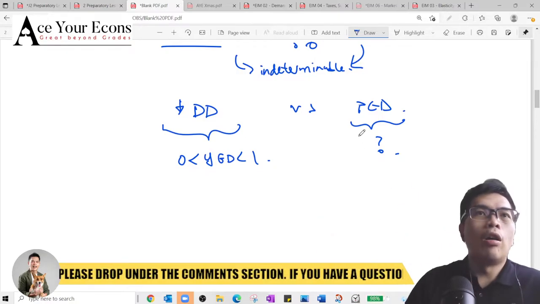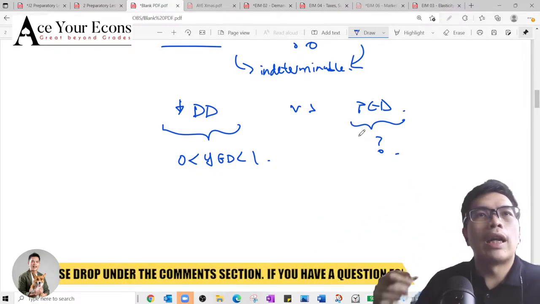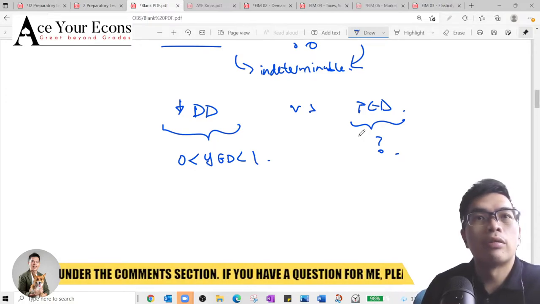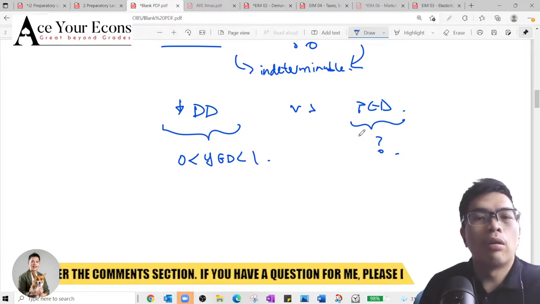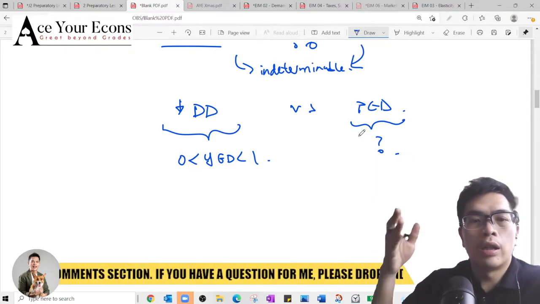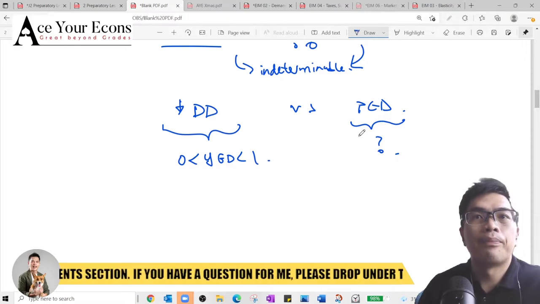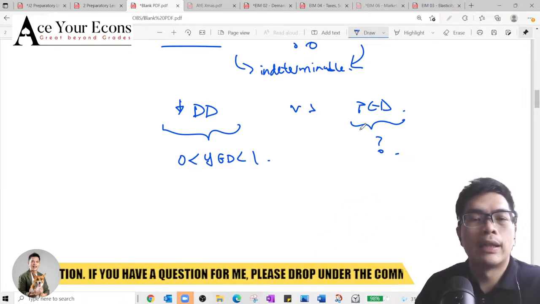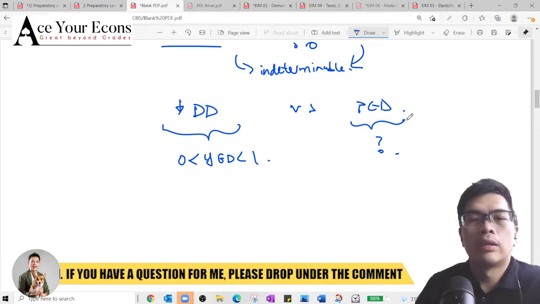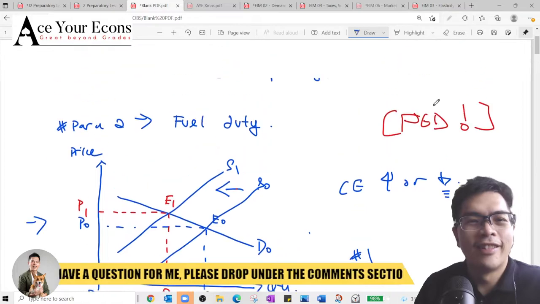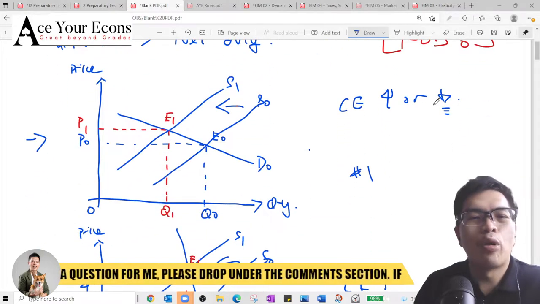So overall, the last point requires you to identify indeterminable first, before we question the assumption behind the demand factor and the PED factor. Which one is going to outweigh the other and why? Okay? Good try, Nat. It's just that it's not appropriate for this question.